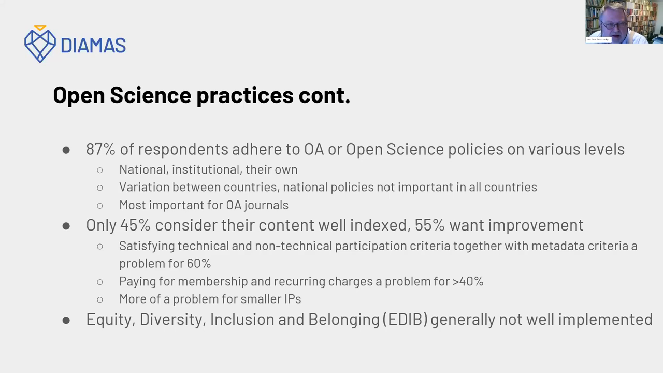Only 45% consider the content well indexed, and the rest want improvement. They have problems with satisfying participation criteria, 60% of them. Paying for membership and recurring charges, more than 40% have a problem with that. For instance, paying the annual bill to Crossref and Crosscheck. When it comes to equity, diversity, inclusion, and belonging, this is generally not well implemented. I used to say that most respondents are somewhere on the scale between bad and awful.